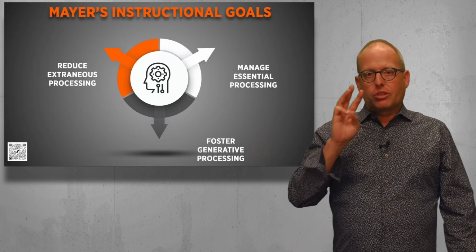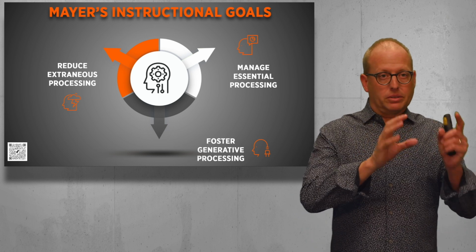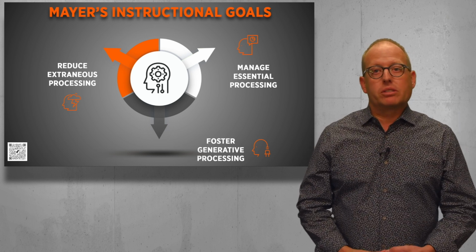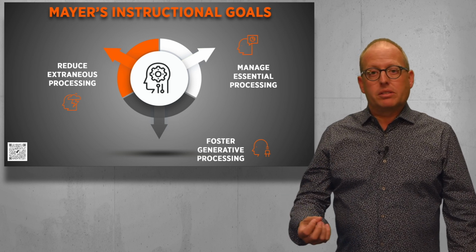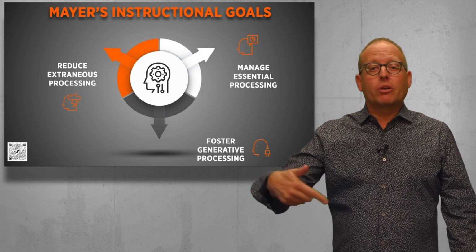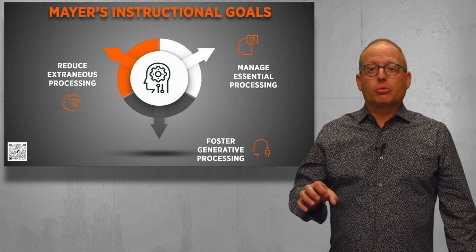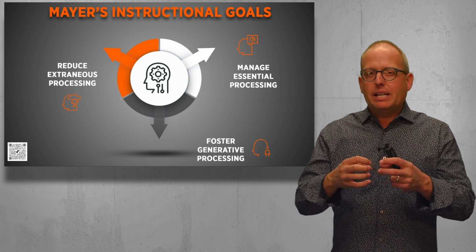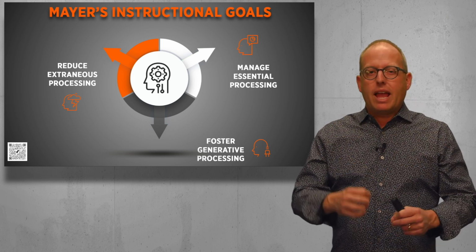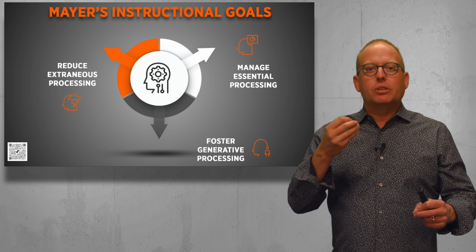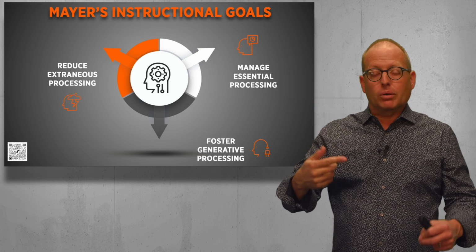Now, Mayer has 3 different instructional goals. We're only going to talk about reducing extraneous processing, but he also talks about managing essential processing and fostering generative processing. Now, what are those two? Managing essential processing is basically breaking down the lesson to its essential, crucial elements and making it simple enough to understand and for the student to remember.